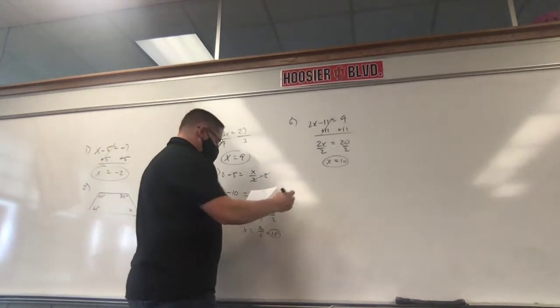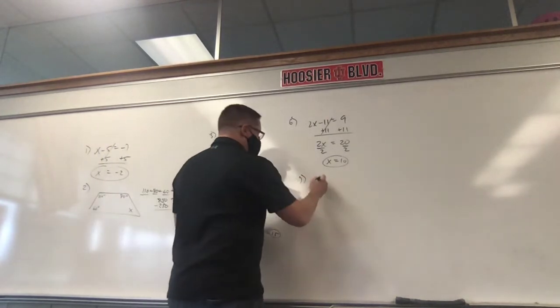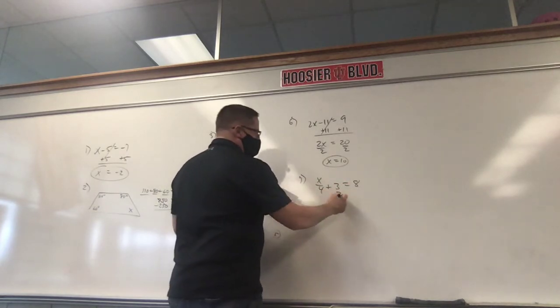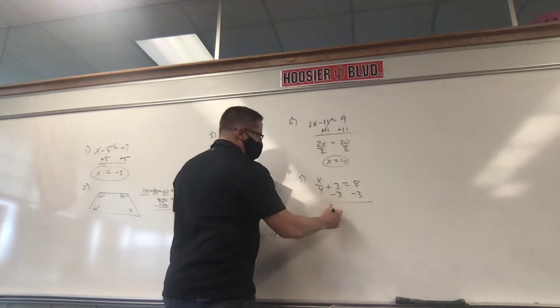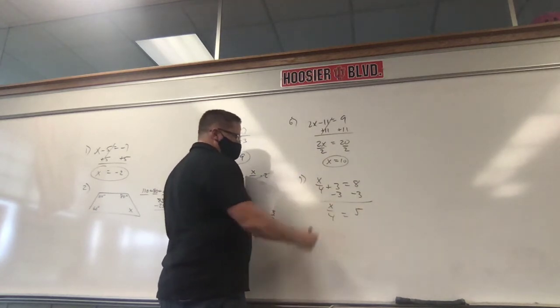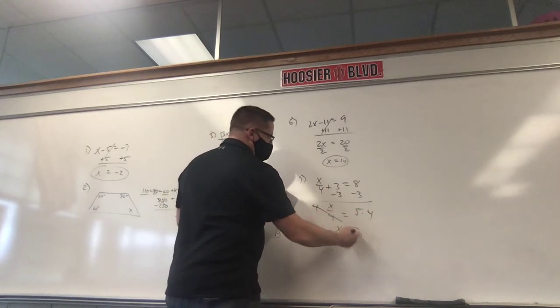review, number 7. Okay, so question number 7, we have x over 4 plus 3 equals 8. We definitely subtract 3 from each side first. We do that, we have x over 4 equals 8 minus 3, which is 5. Last thing we have to do, times 4. The 4's cancel, x equals 5 times 4, which is 20.